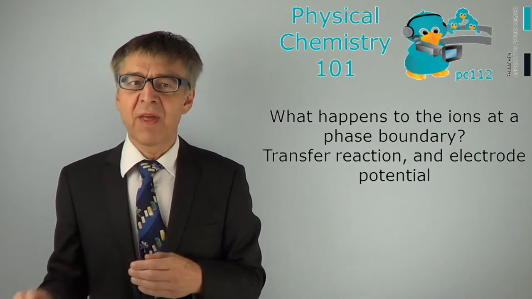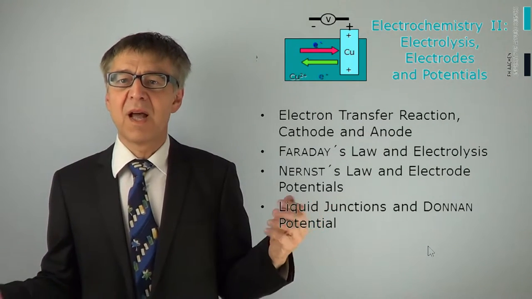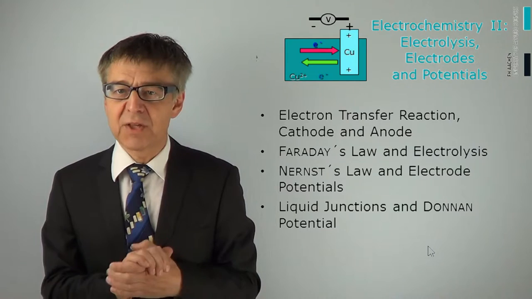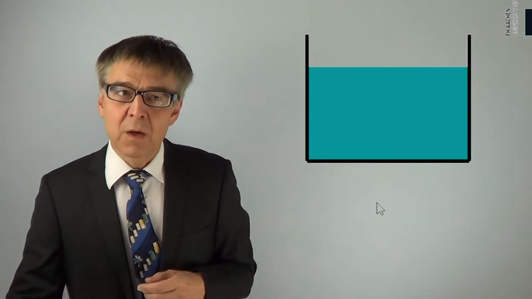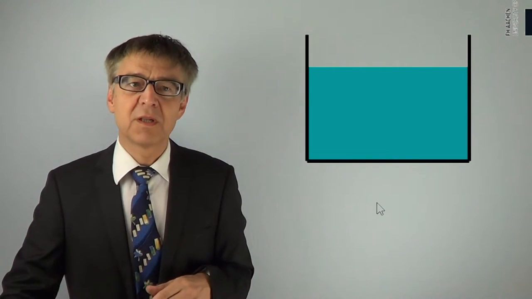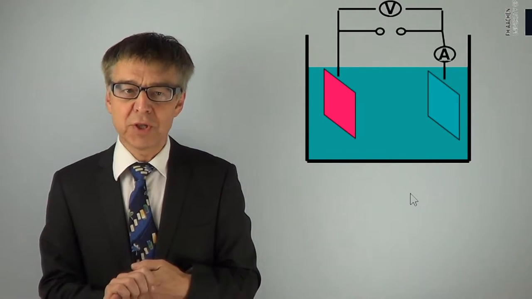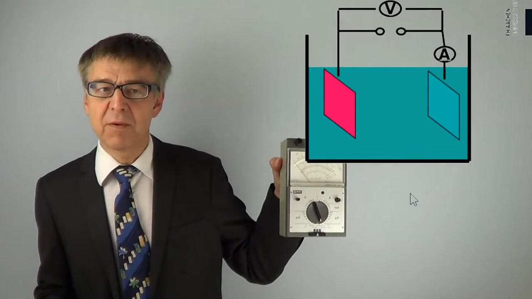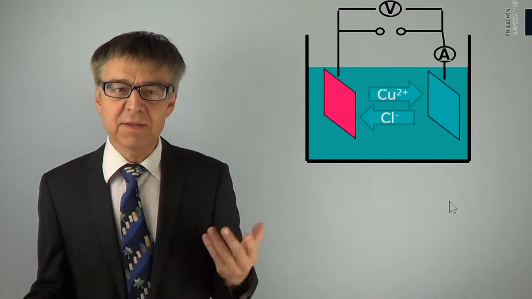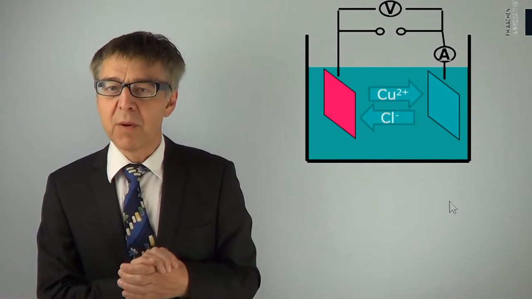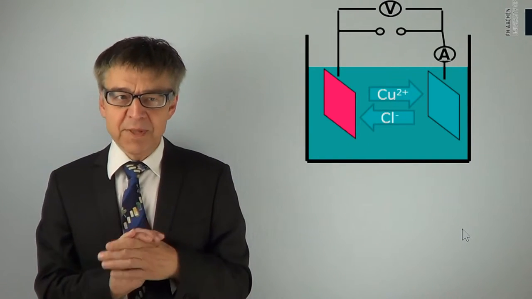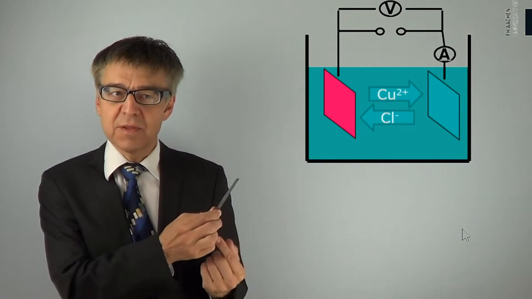My name is Dr. Lauth and our topic today is Electrochemistry Part 2, How to Calculate Electrode Current and Potential. Let's place two electrodes into an electrolyte, possibly apply a voltage and measure a current. The current strength is caused by the migration of ions, which can be quantified by the ionic mobility and ionic conductivity. However, what happens to the ions at the electrodes?